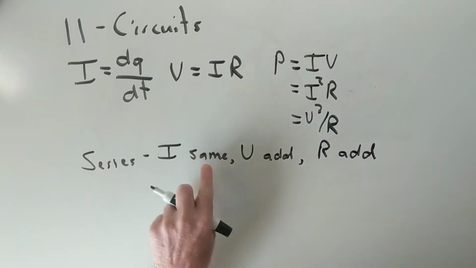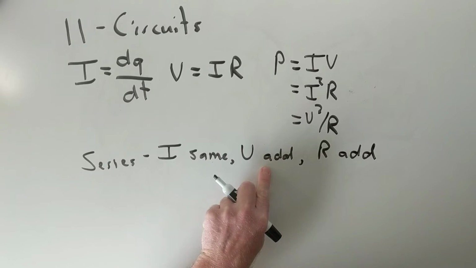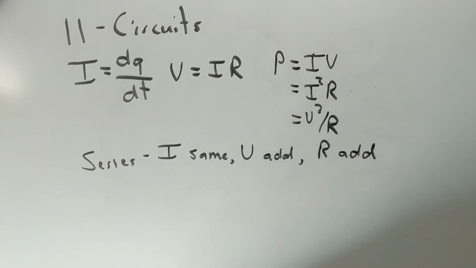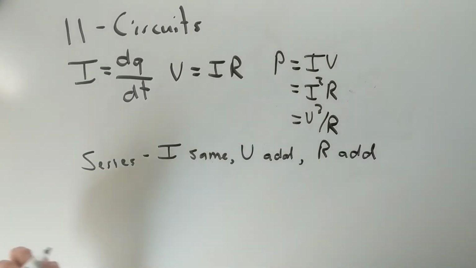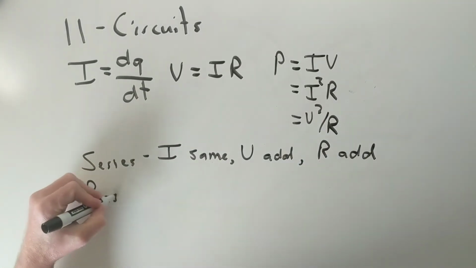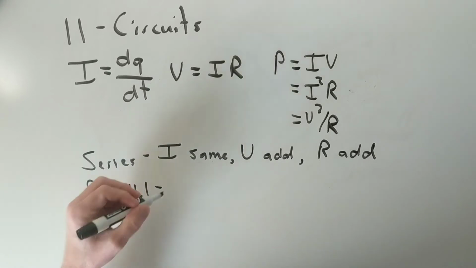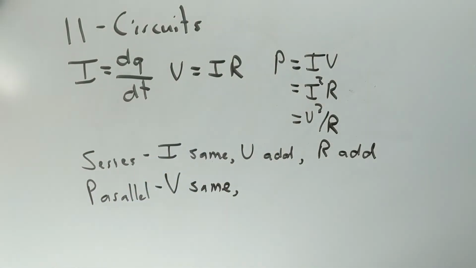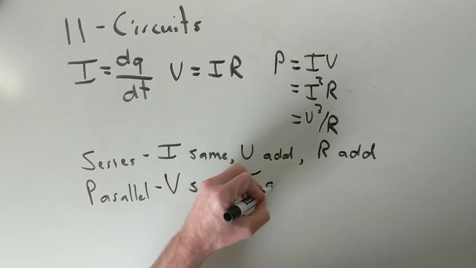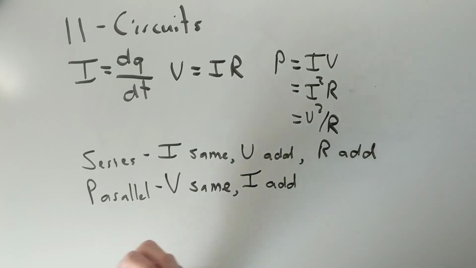So in series, you have the same current everywhere. The voltages add up. The voltage through every resistor adds up to be the total voltage, and the resistances add up to be the total resistance. In parallel, it's a little different. Here, the voltages are the same because every single branch has its own connection to the battery. The voltage will be the same. The currents add because each branch should add up to the total current.